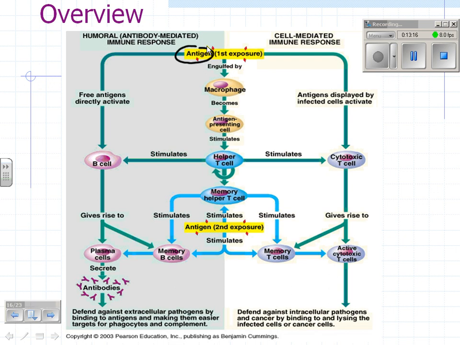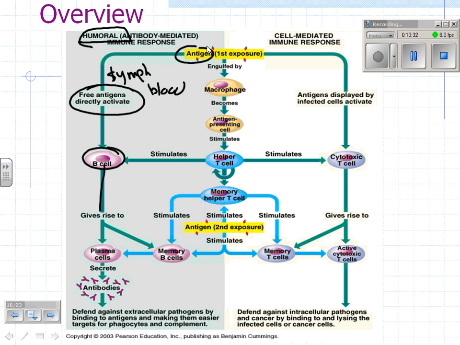Okay? You have the humoral response, which means that free antigens are swimming around in your lymph or your blood. They activate B cells. B cells clone themselves to make memory cells, and they secrete those things called antibodies, which are going to grab on and get rid of viruses. Notice that it says they defend against extracellular pathogens.